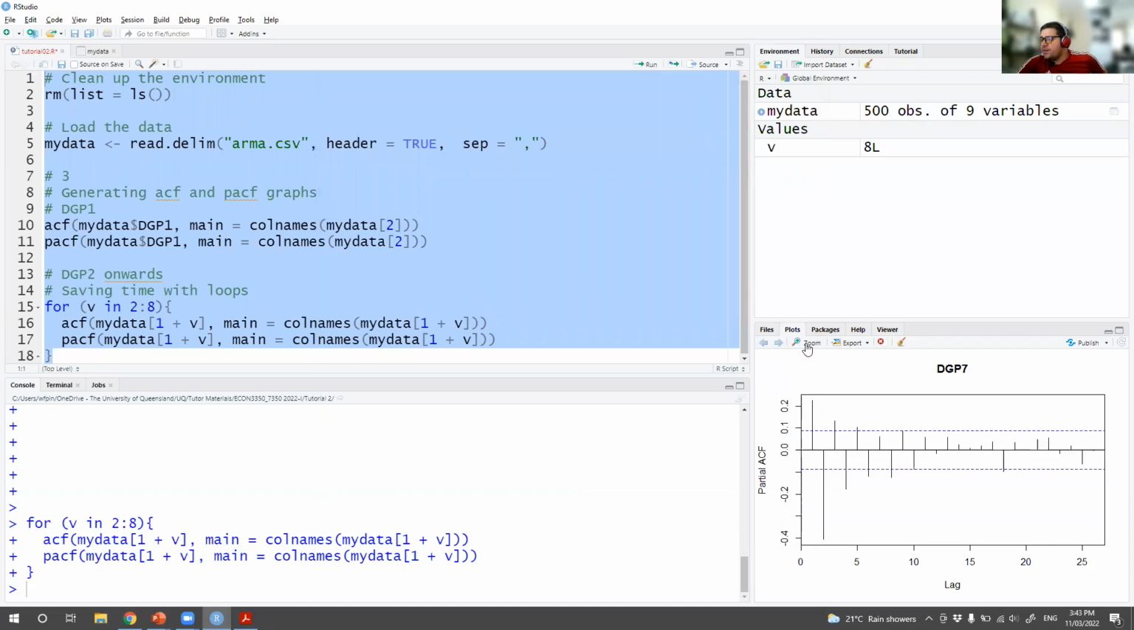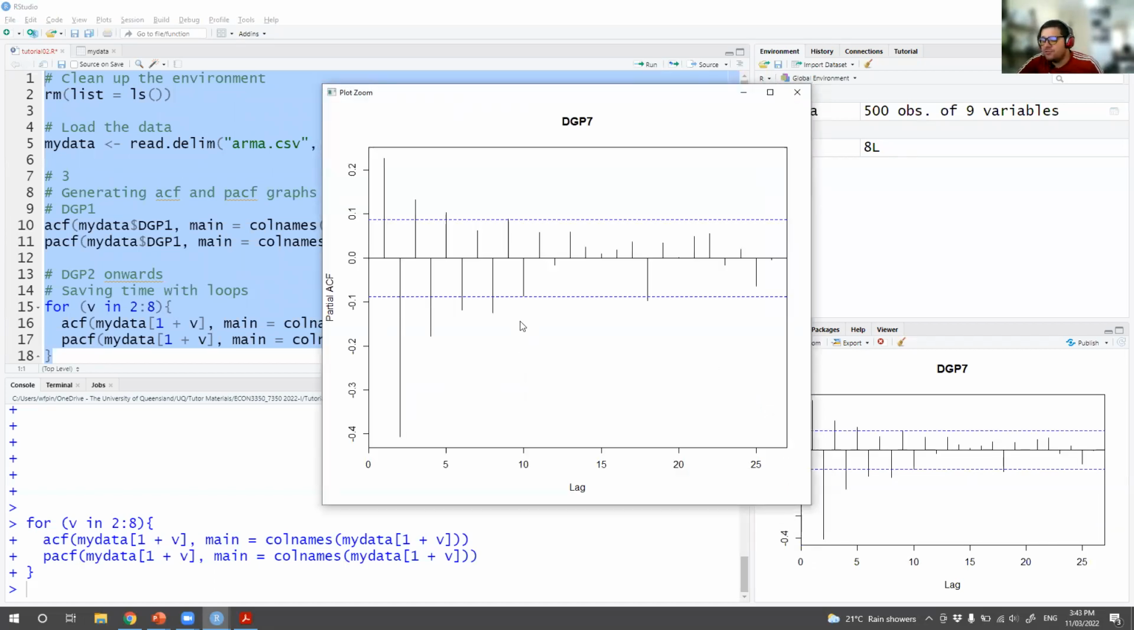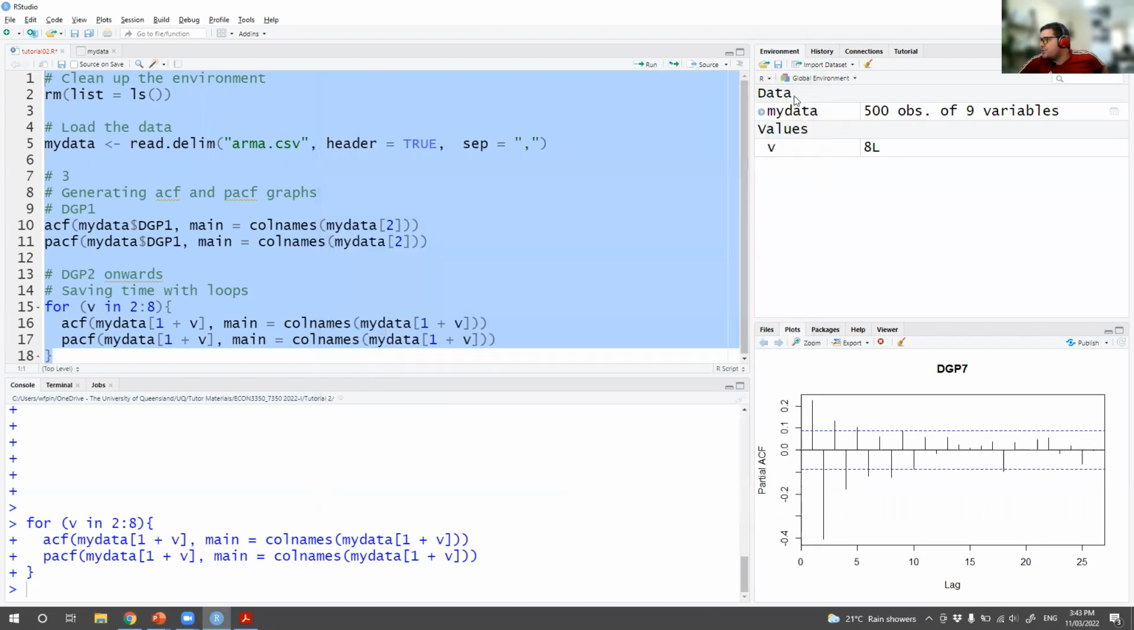And the PACF behaves similarly to the moving average one. It's an oscillating decay. It goes up and down, up and down, up and down, until it would eventually reach 0.